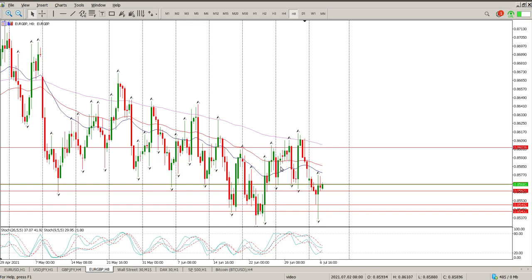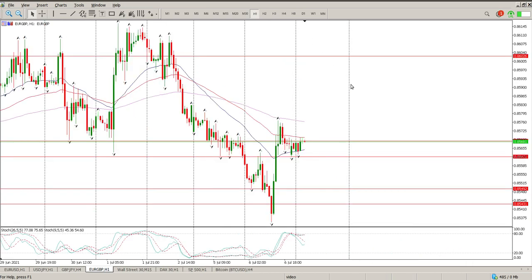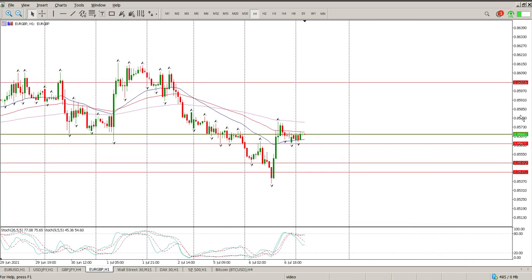Not really looking to buy because we're in a bigger bear trend. So really just looking to sell off structure higher up. Okay, so this is more a wait and see for me.